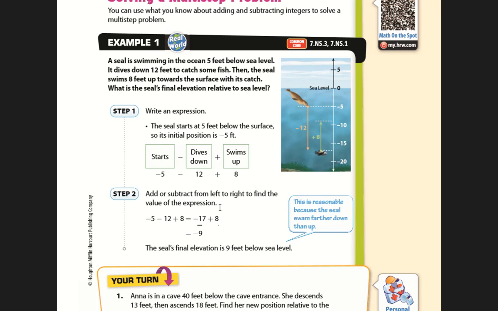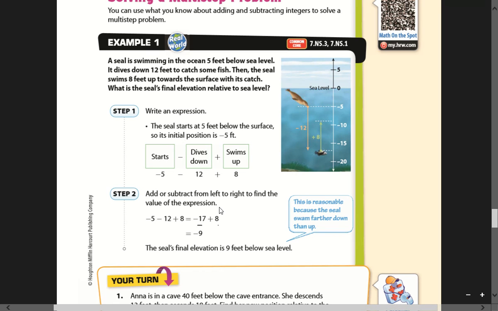So where's the seal? Let's identify the integers in the problem first. 5 feet below sea level means, when you say below, it's negative, right? It dives down, which means you are subtracting if it dives down 12 feet. And then the seal swims 8 feet up, which means it's going in the positive direction.